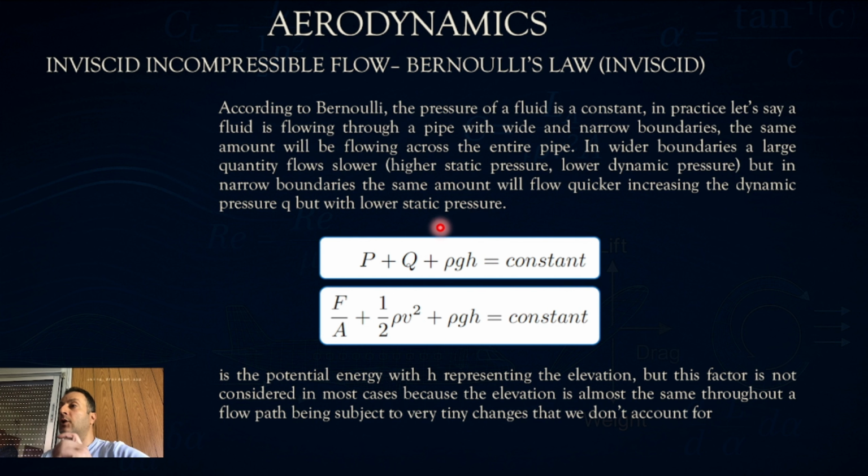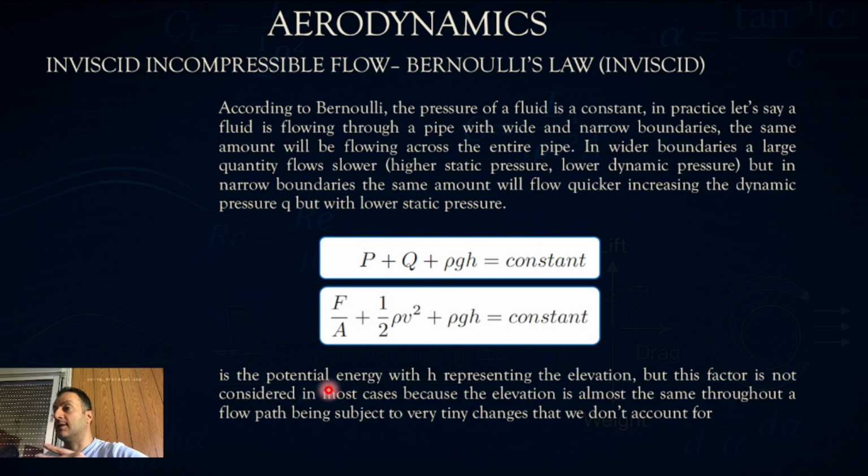So the formula here is P plus Q plus rho GH, which is the potential energy of the fluid, equal to a constant. Now, rho GH is not taken into consideration. Why? Because the height, h, which is the elevation of the pipe, is very negligible, which is the elevation between the air particle and the bottom of the pipe. Meanwhile, what counts the most is the static and dynamic pressure. And these two, so rho GH is negligible, static and dynamic pressure are a constant.